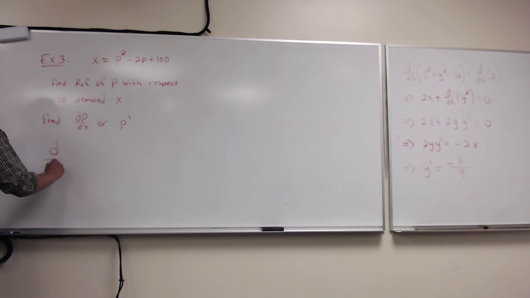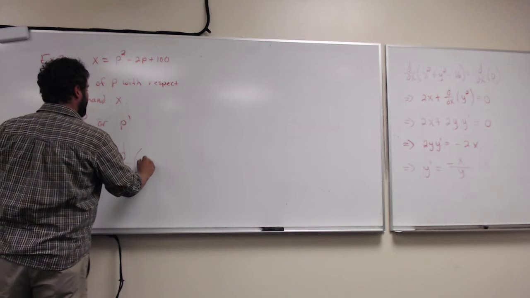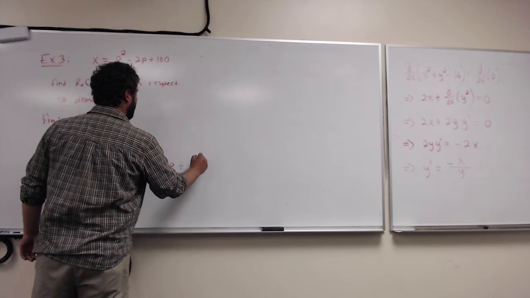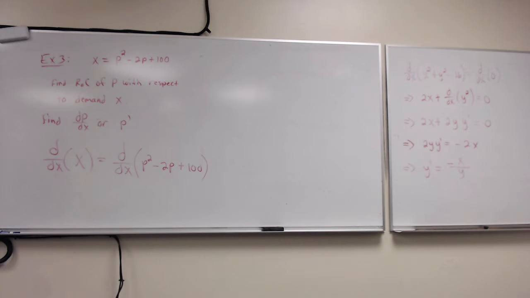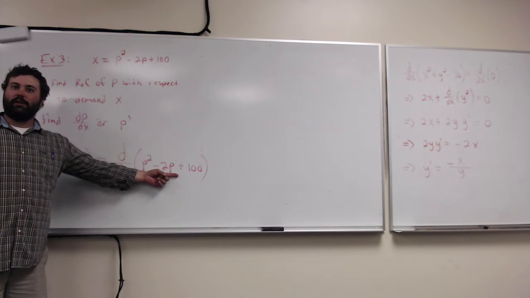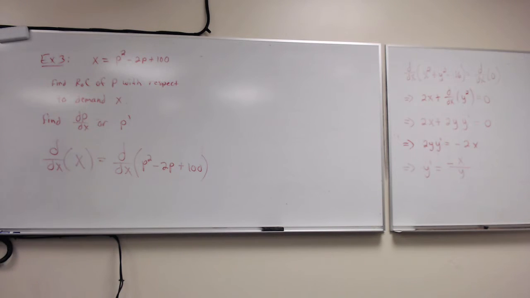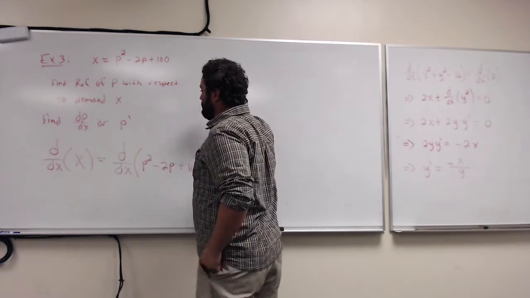So you're going to do d over dx of the left side, just x. And on the right, you're going to do the derivative with respect to x of p squared minus 2p plus 100. Now, what's weird? You're taking the derivative with respect to x on the right. Anybody see any x's over here? Nope. Because we're going to treat p as a function of x. If you have to go on the side and rewrite p equals f of x and then take the derivative and then replace the f of x's with p's at the end, you can do that. And if anybody needs me to show them, I will.